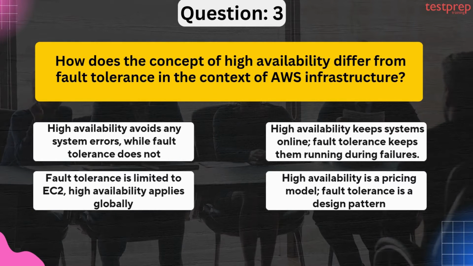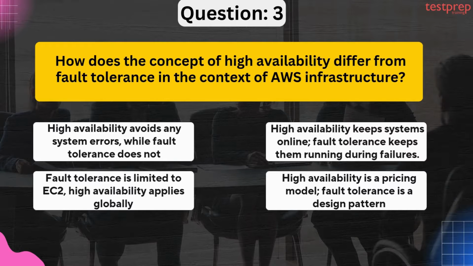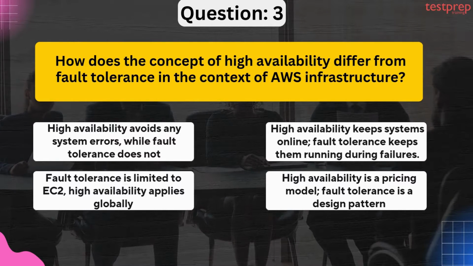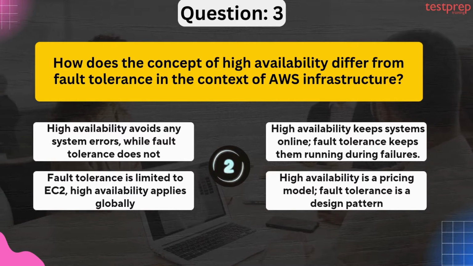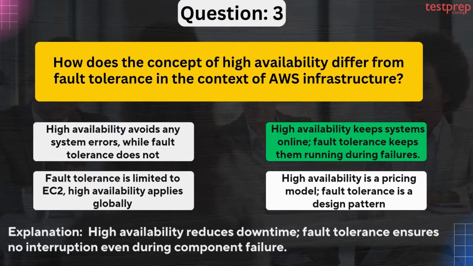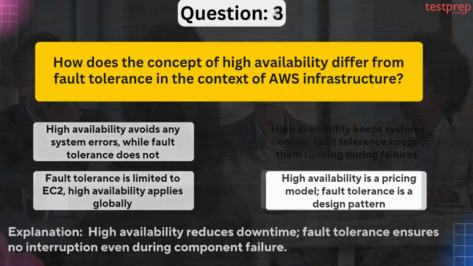Question 3. How does the concept of high availability differ from fault tolerance in the context of AWS infrastructure? The correct answer is high availability keeps systems online, fault tolerance keeps them running during failures. High availability reduces downtime. Fault tolerance ensures no interruption even during component failure.